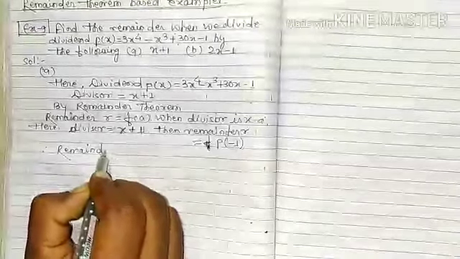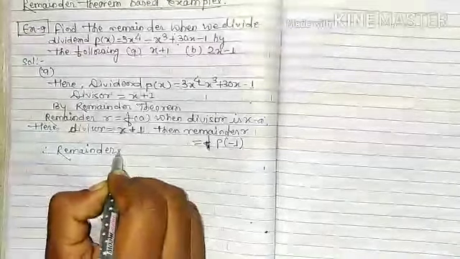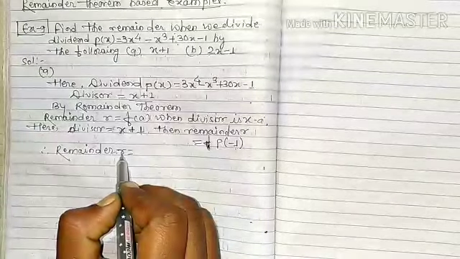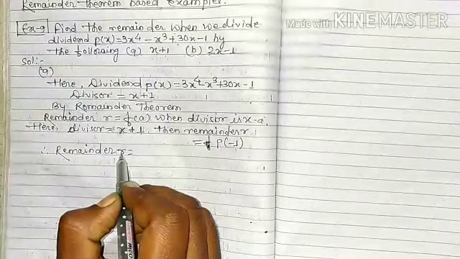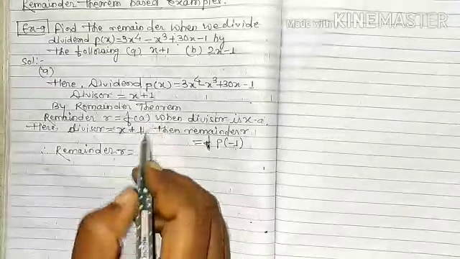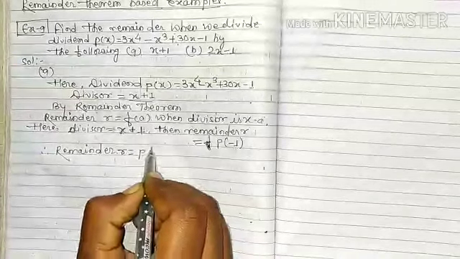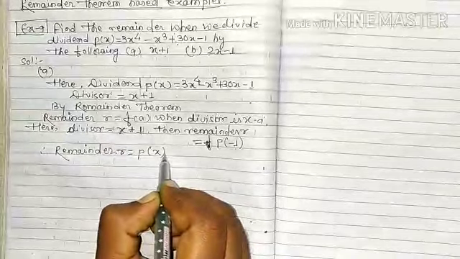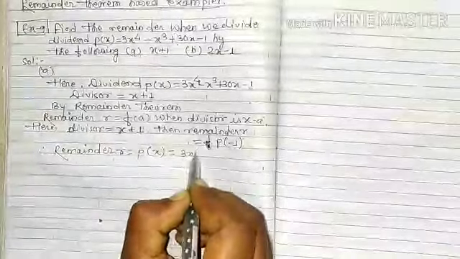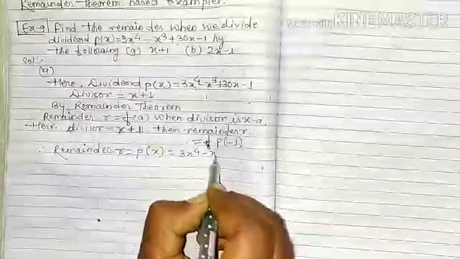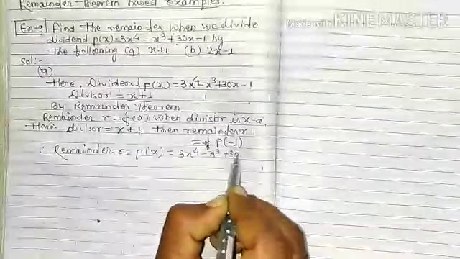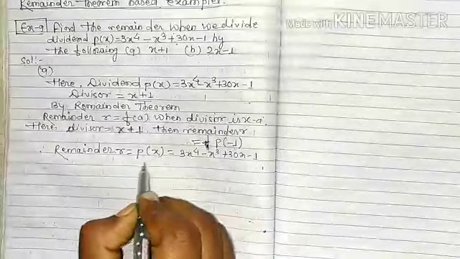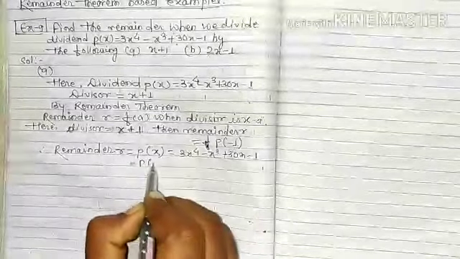Remainder r equal, we put the value of a in polynomial p(x). p(x) equal to 3x raised to power 4 minus x cube plus 30x minus 1. p(x) here equal to p(minus 1).